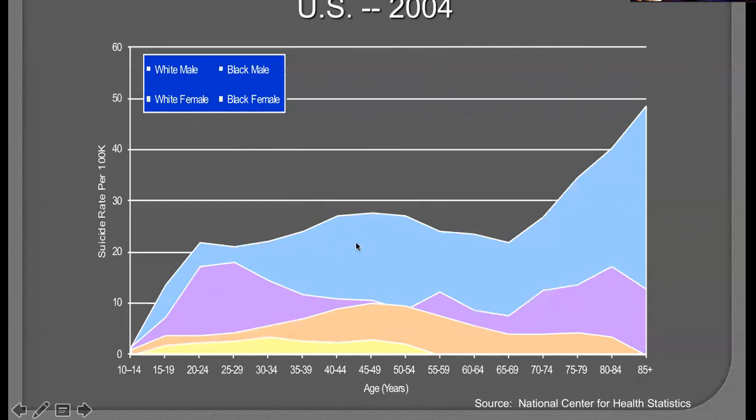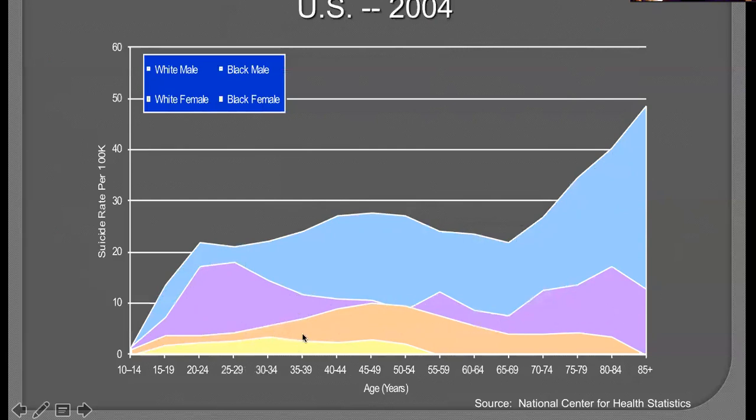So white males are hugely at risk for suicide, and it just increases with age. But there's also quite a bit of risk, for a while, between the 30s and 60s, and it gets even worse. And then Black males have an increase of risk between 15 and 40. This is terrible, guys. But fortunately, then the risk decreases.